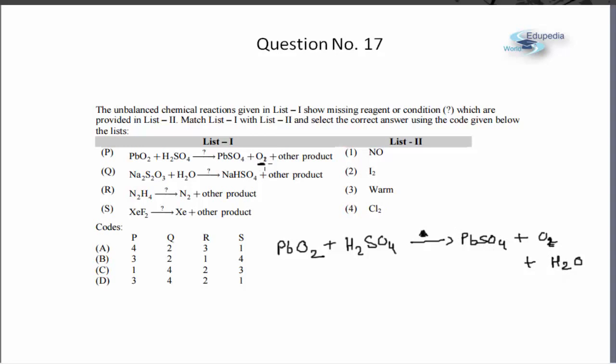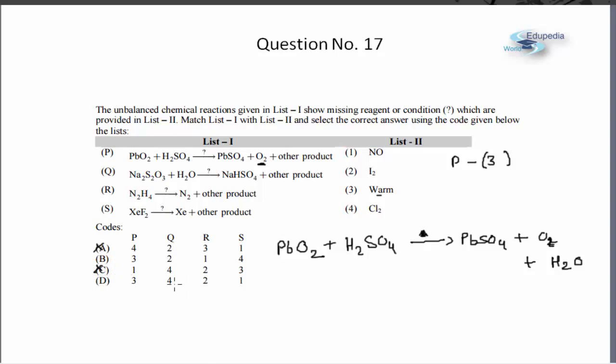So this O2 has been given, so from this particular thing we can guess that this particular reaction will require to be warmed. So clearly option P is going to match with option 3. So that means that I have eliminated answer A and I have also eliminated answer C. Now I am left with B and D.